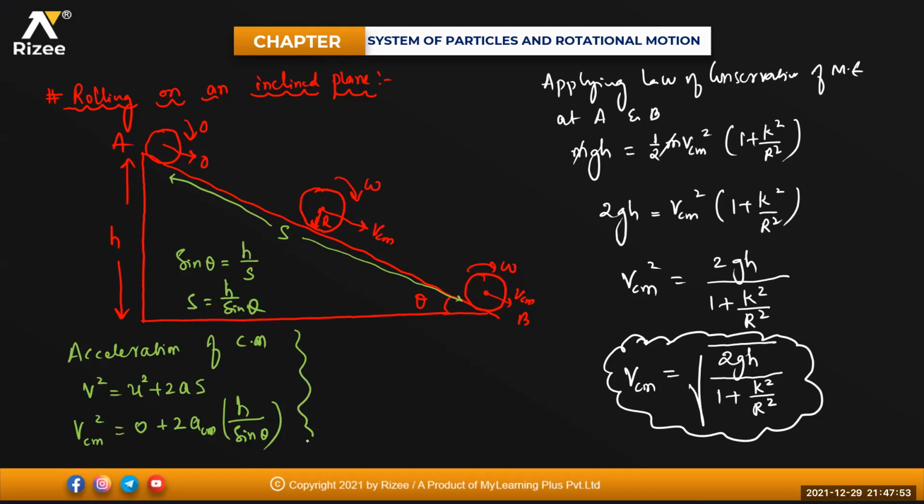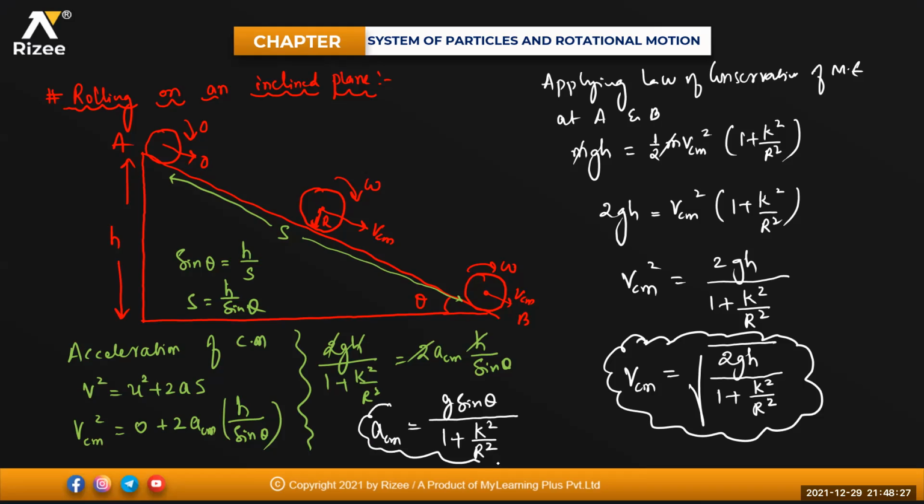Now we already know the VCM. VCM square is equal to how much for me? 2g into h divided by 1 plus k square by r square. That will be equal to 2 times of ACM into h divided by sine theta. This 2, this 2, this h will get cancelled. So I'll be getting the acceleration of center of mass. Acceleration of center of mass will be equal to g into sine theta divided by 1 plus k square divided by r square. This will be the acceleration of center of mass.